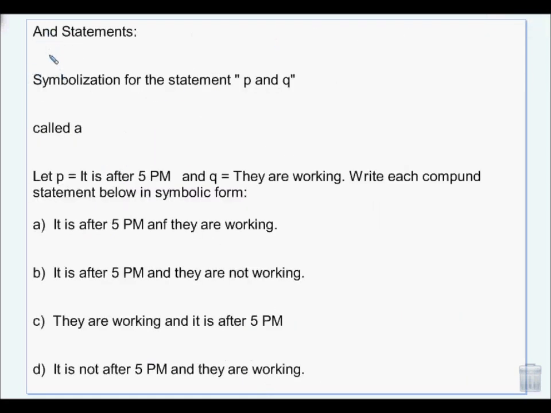Okay. The symbols for that. Okay, this is and. It's called a caret. This is a right side up caret. They are called conjunctions.